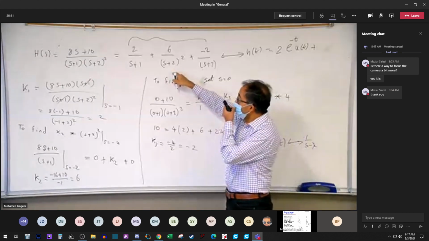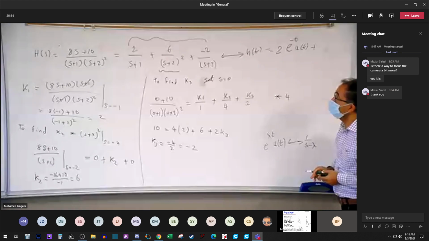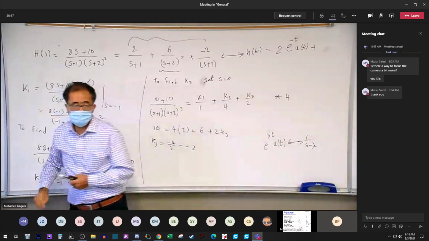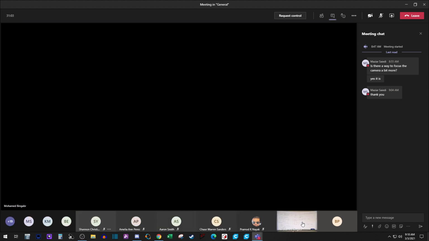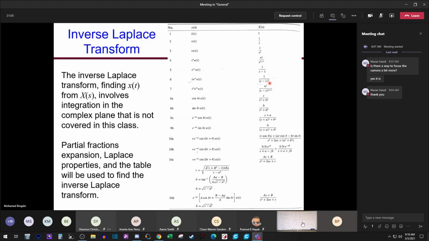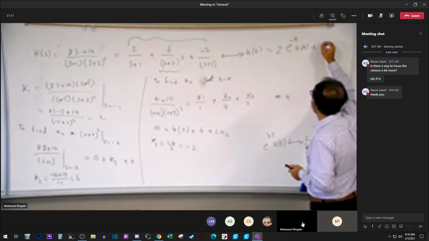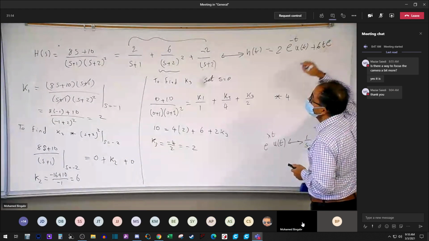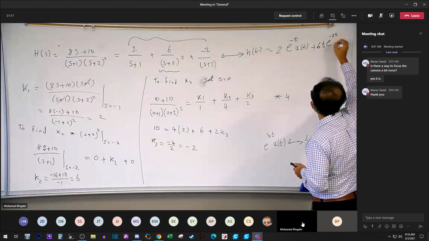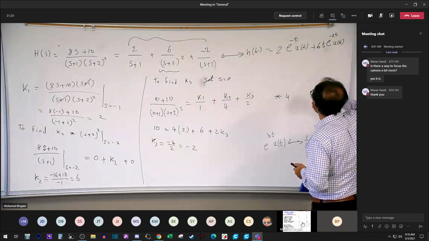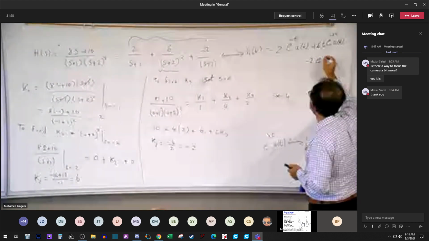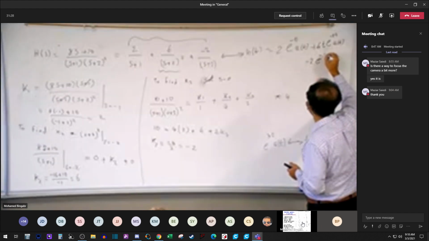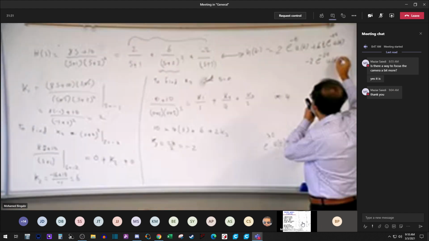How about this one? Again, we have in the table this one. Let me write it, show it here. We have in the table this. Where is it? Here. So we're going to use this one. So this will be plus 6 t e, lambda is minus 2, to the minus 2t u of t. Plus the last term, minus 2 times plus, that's minus 2. t e to the minus, lambda is minus 2, t u of t. And that's the answer.